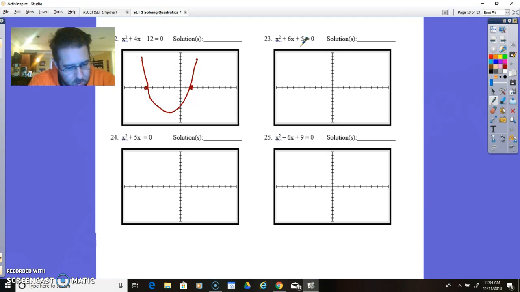I know it's kind of hard for me to go through this with you, so you're going to have to calculate it. You're going to have to press second calculate, and you're looking for a number 2, a 0, and then it's going to ask you 3 questions: left bound, right bound, and make a guess.